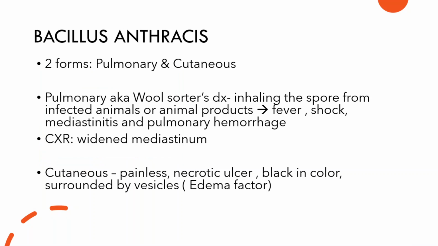Now there's two forms of Bacillus anthracis. So we have pulmonary and cutaneous. The pulmonary is known as your wool sorter's disease, where you have inhalation of the spore from infected animals or animal-containing products. This will lead to fever, shock, mediastinitis, and pulmonary hemorrhages. This is because it is due to inhalation. So on chest x-ray, we will see a widened mediastinum.